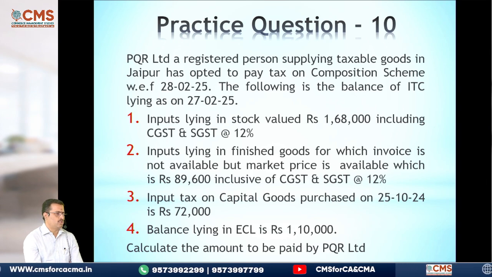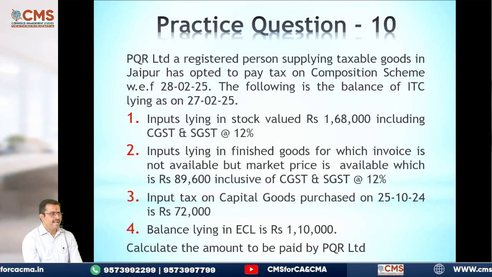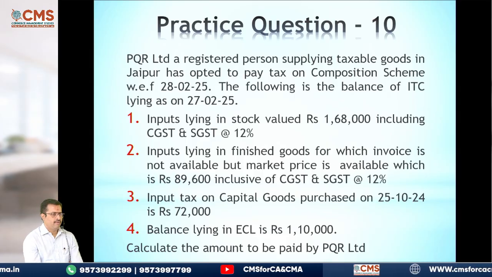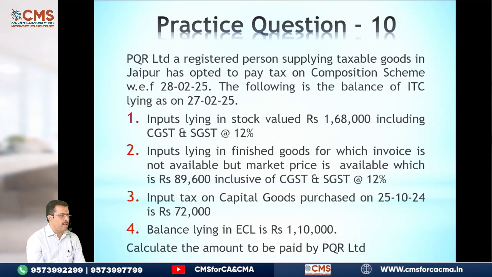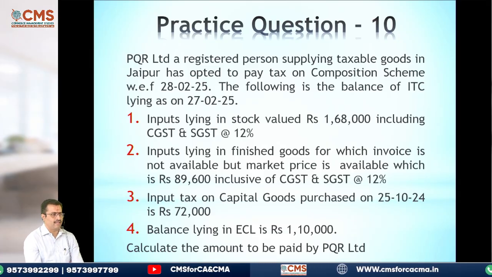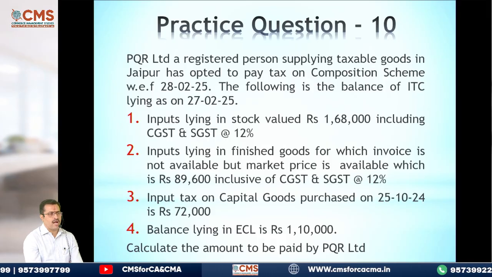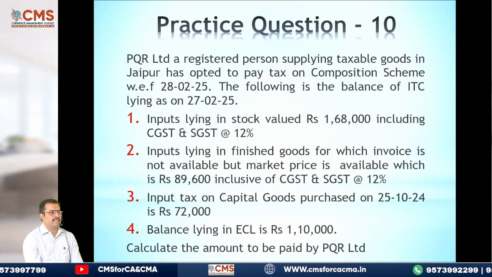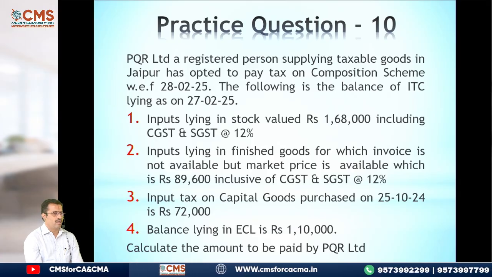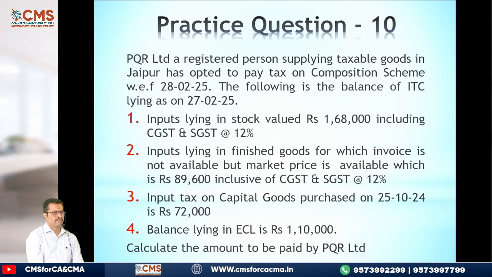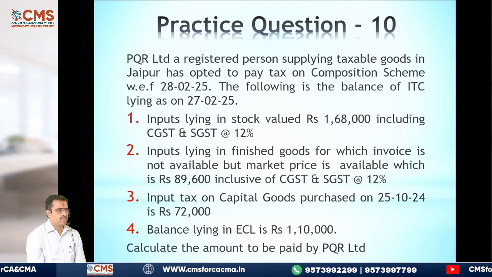Next, ITC on capital goods. What did I tell? Write in bracket: 72,000 into 55 divided by 60. Why 55? How did I get 55? 55 is the remaining useful life. If you want, you can write that in bracket. 33 and 33 you can write.